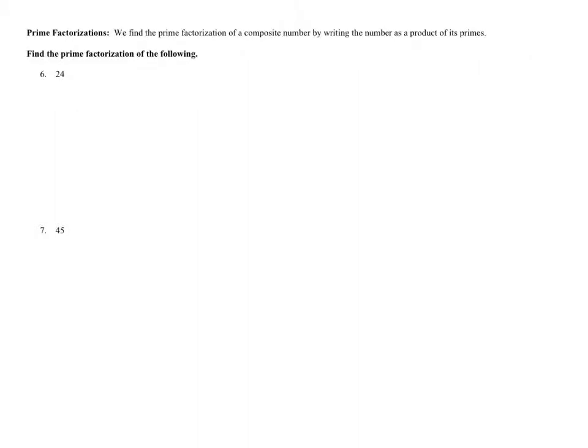Now let's look at the prime factorization of a number. We find the prime factorization of a composite number by writing the number as the product of its primes. It's often useful to do this by creating factor trees. So, for example, let's find the prime factorization of 24. So I'll start by creating a factor tree with 24 at the top.